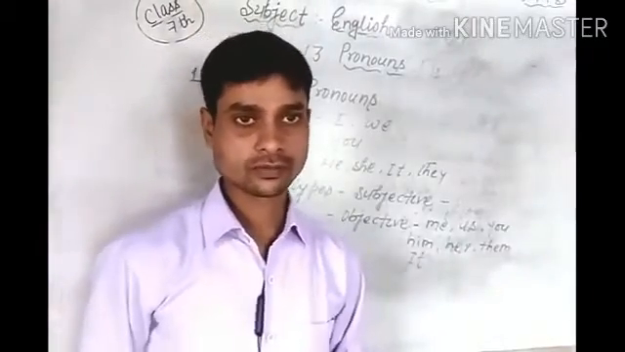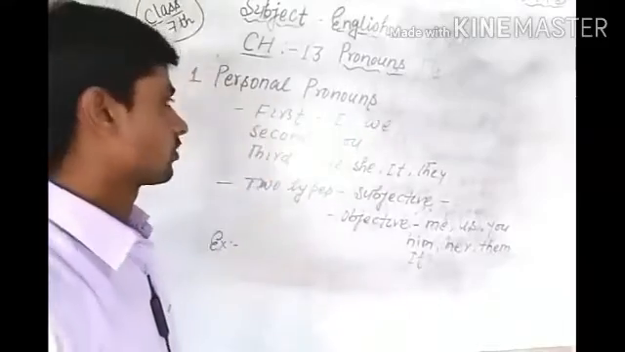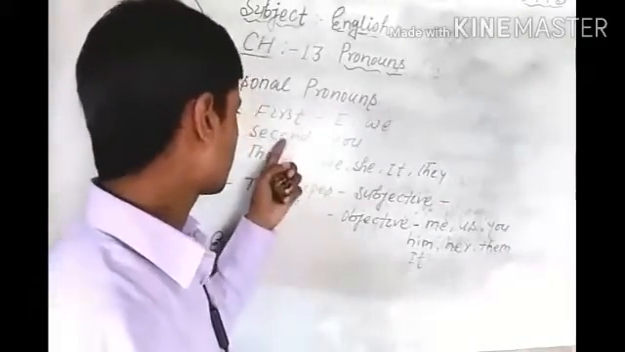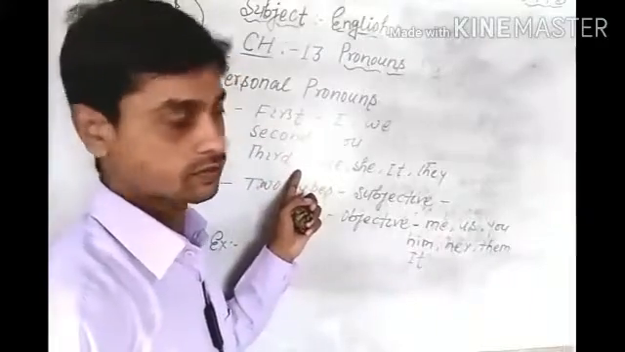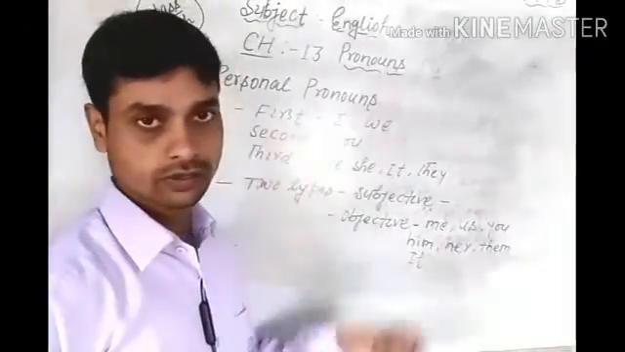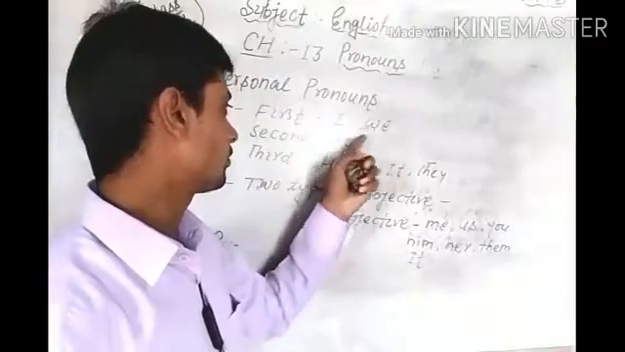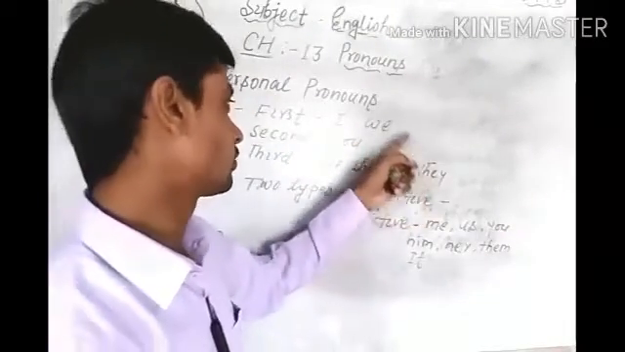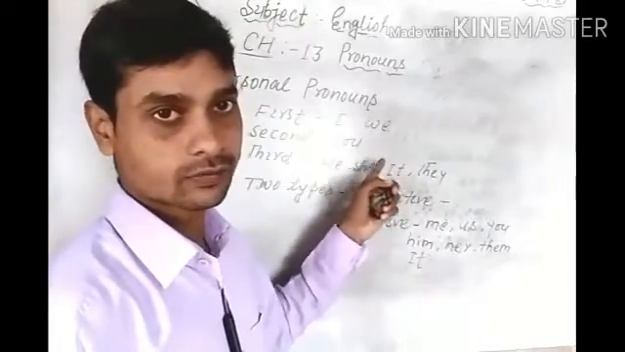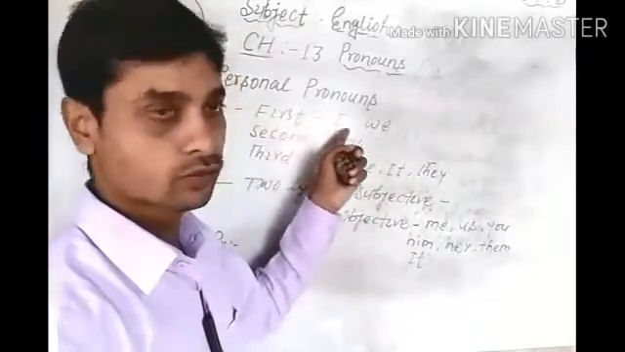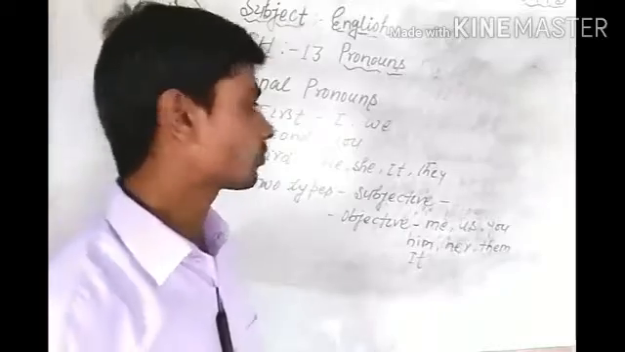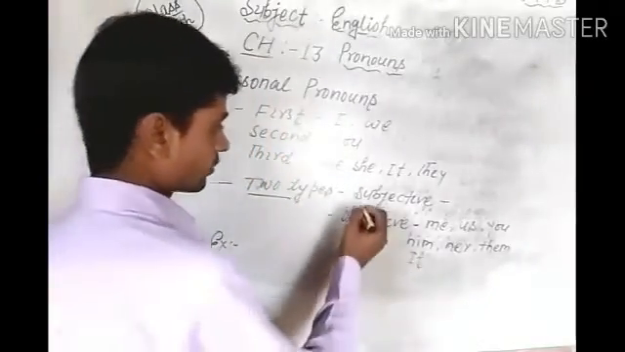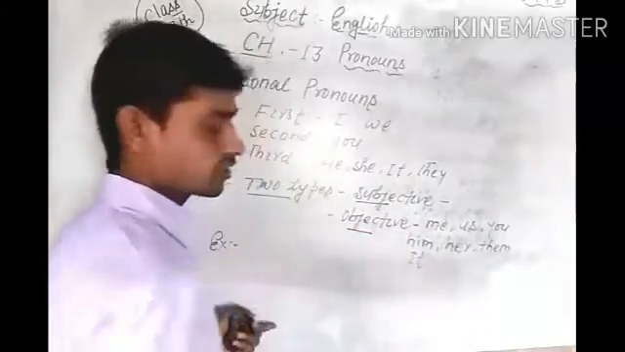Okay students, the first kind is personal pronouns. In one word we can say, first person, second person and third person are called personal pronouns. What is first person? I, we. Second is you. Third person is he, she, it, they. These are all personal pronouns. But students, personal pronouns have 2 types: subjective and objective.